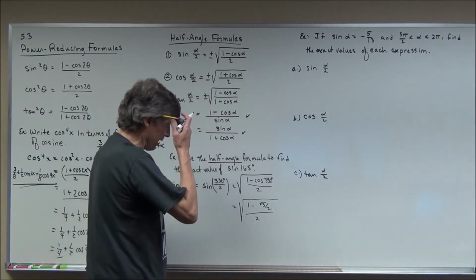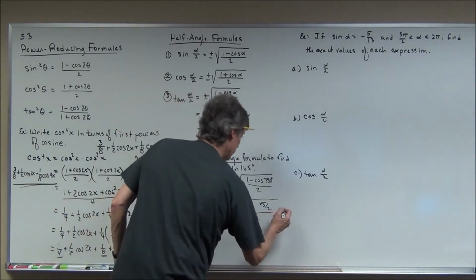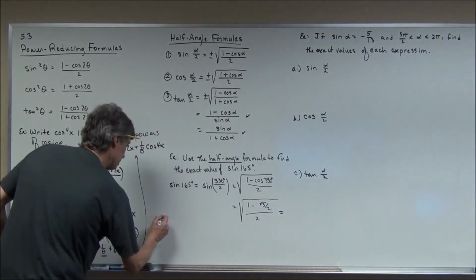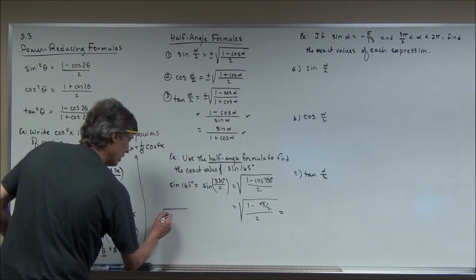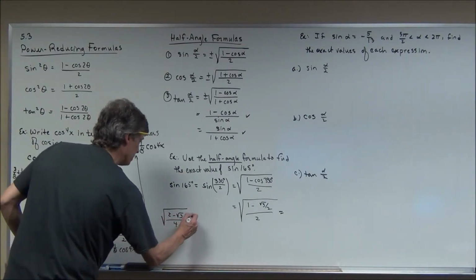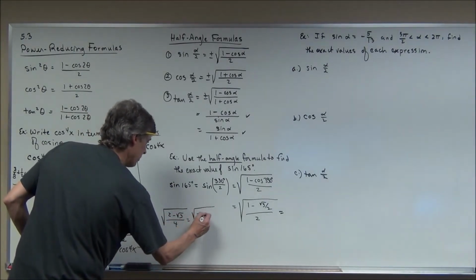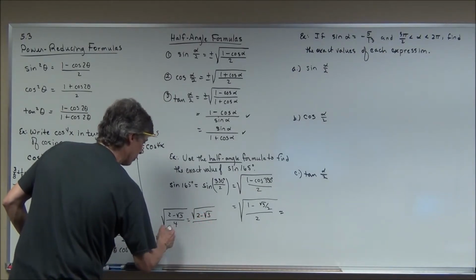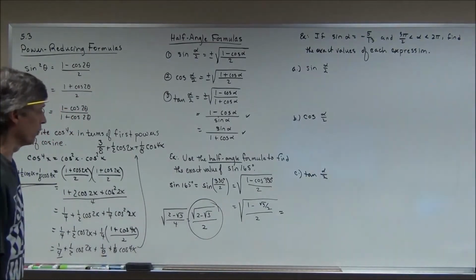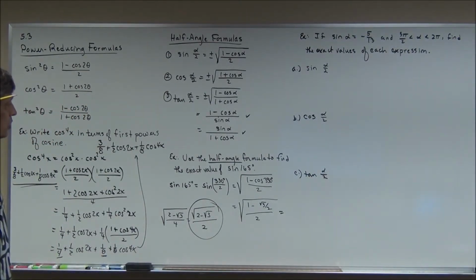I could multiply top and bottom by 2. Here, I'll bring it back over here. And I would get the square root of 2 minus the square root of 3 all over 4, which is the square root of 2 minus the square root of 3 all over the square root of 4, or 2. And that's how I would leave my answer, even though there's a radical inside the radical. That's your exact value.